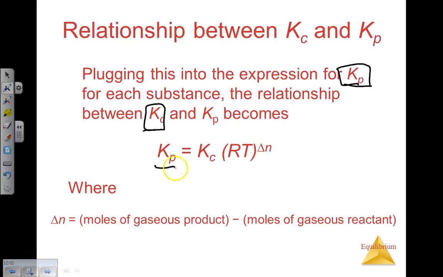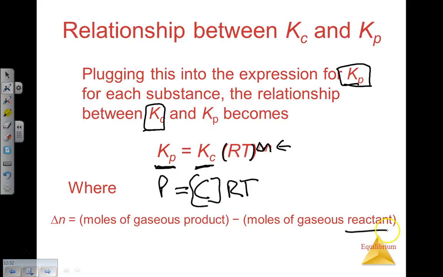Kp, the pressure constant, equals the concentration constant times RT raised to the delta n. Notice the homology between this and P equals concentration times RT. Now this delta n is a little tricky, but it's the change in the number of moles from the reactants to the products.